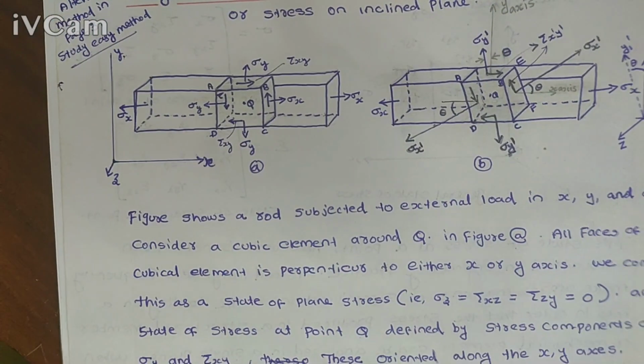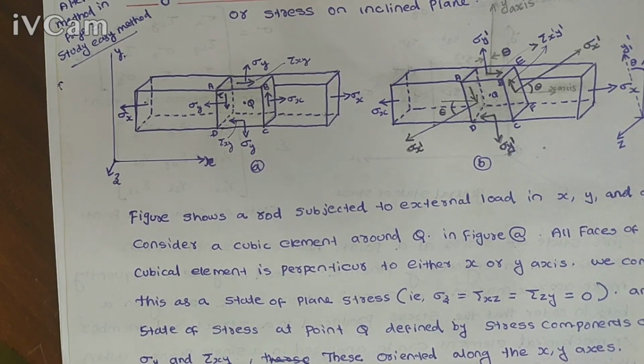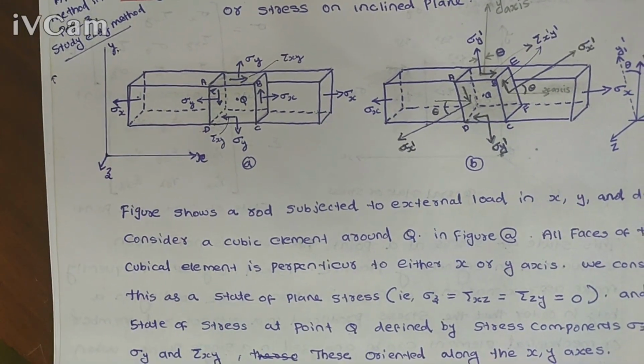For that we are using the plane stress condition. You know what the plane stress condition is. In the plane stress condition we only consider stress acting on two planes, and the stress acting in a particular direction is considered as 0. For example, the stresses acting in the z direction, sigma z, tau xz and tau yz, are considered 0 in the case of plane state of stress. So in this analysis we use the plane state of stress.